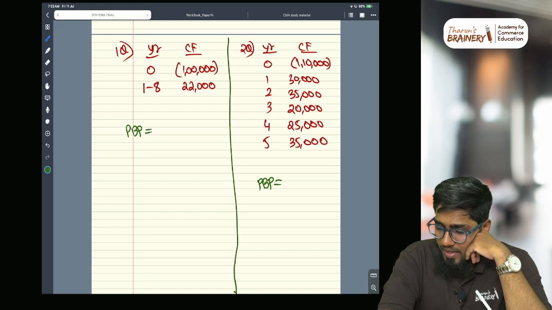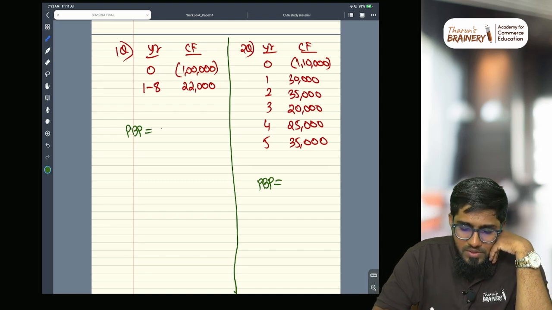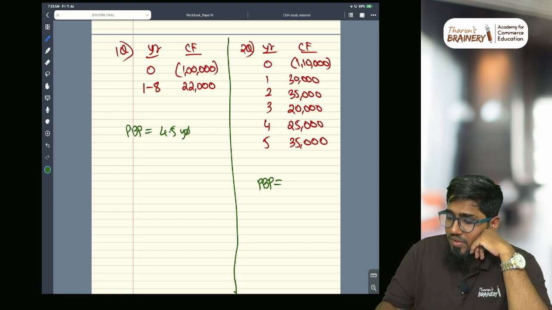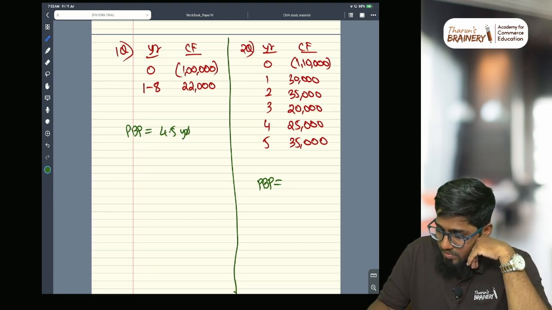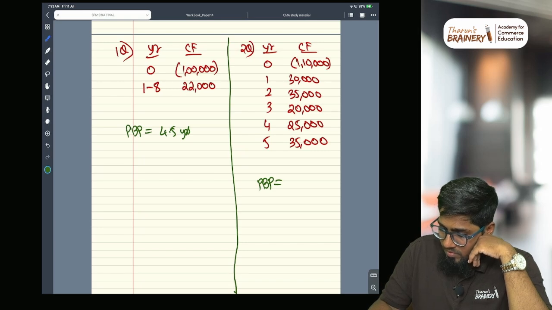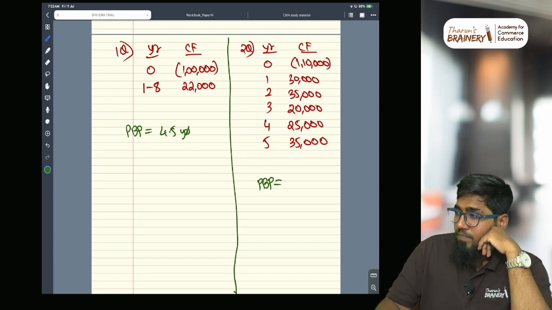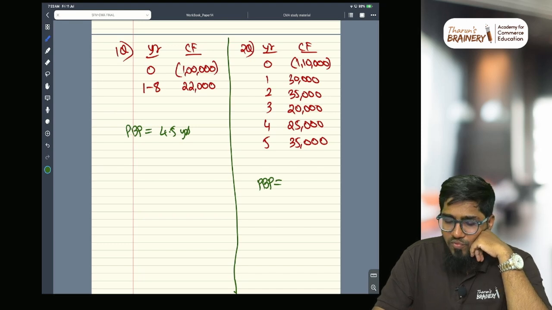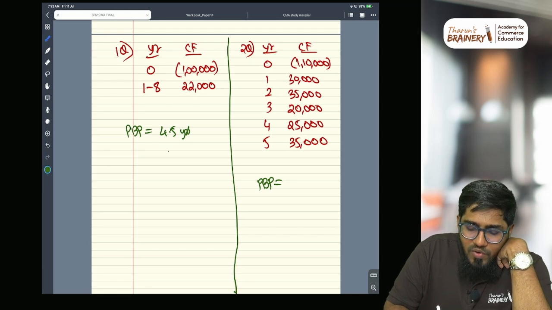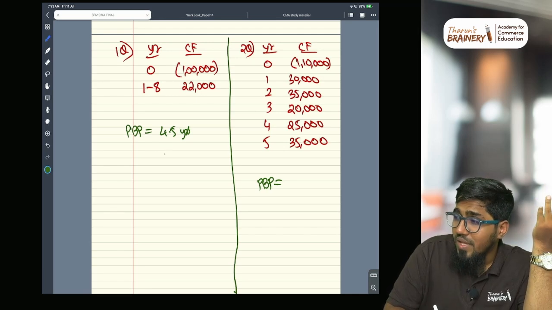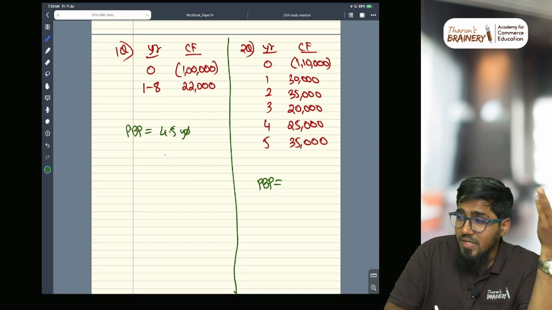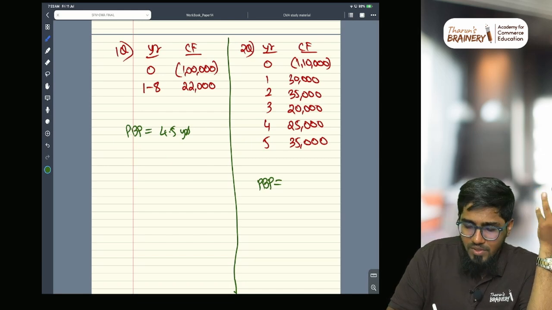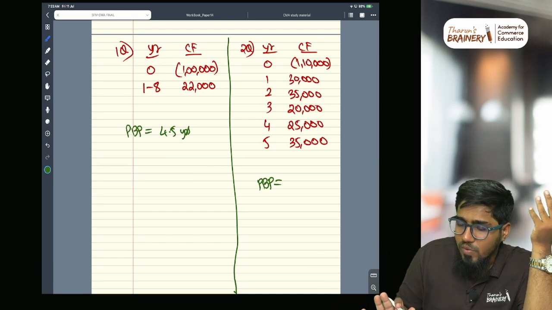Okay, so first one, I'm getting the answer as 4.5 years in chat. Any other answer? Everyone 4.5? Okay, 4.5 years. Super. Okay, sir, how are you calculating? The formula is, or even if you are not writing the formula, even if you are doing it from the cumulative cash flow method, it is the same thing only. You can do it in the cumulative cash flow method also.